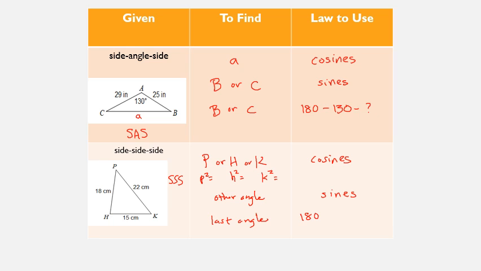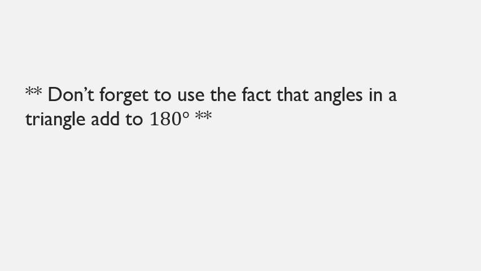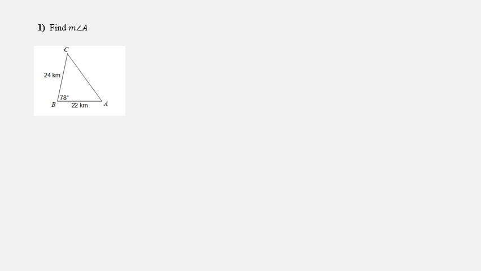using the 180, right? Minus the two angles. So 180 minus angle 1 minus angle 2, right? Whichever one you chose. Okay, and this is important. Don't forget to use the fact that the angles in the triangle add to 180, right? It takes one less step if you remember that. Okay, so let's try it now.